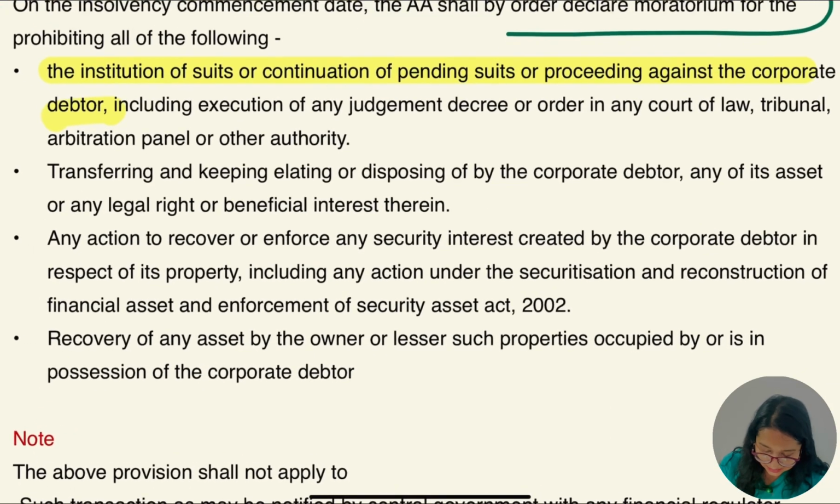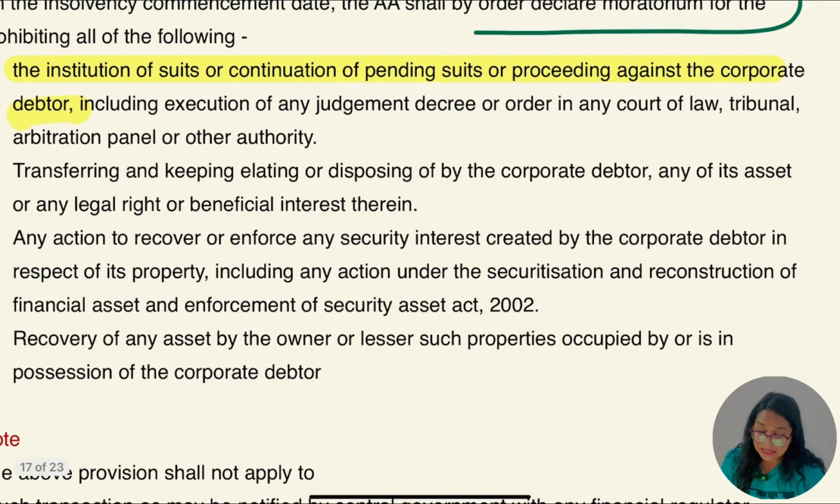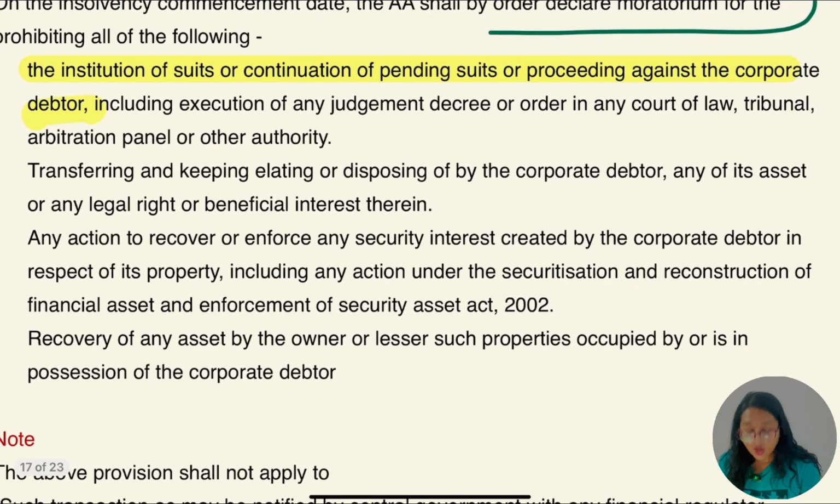Let's go for the second. Transferring, encumbering, alienating or disposing of by the corporate debtor any asset or any legal right or beneficial interest, which means transferring of assets, right? Transferring of assets is prohibited. Transferring of any legal right is prohibited. Transferring of any beneficial interest is again prohibited. Hope this point was also clear to you.